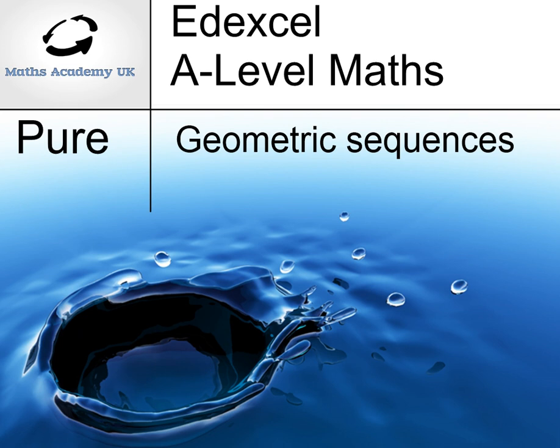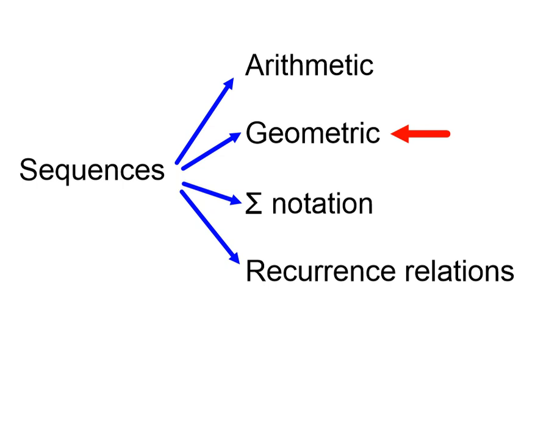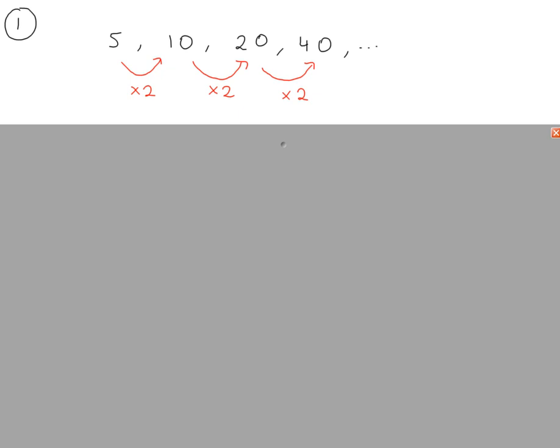Geometric sequences. The nth term formula. So we have this sequence, and we can see that the first term is 5, so a equals 5.